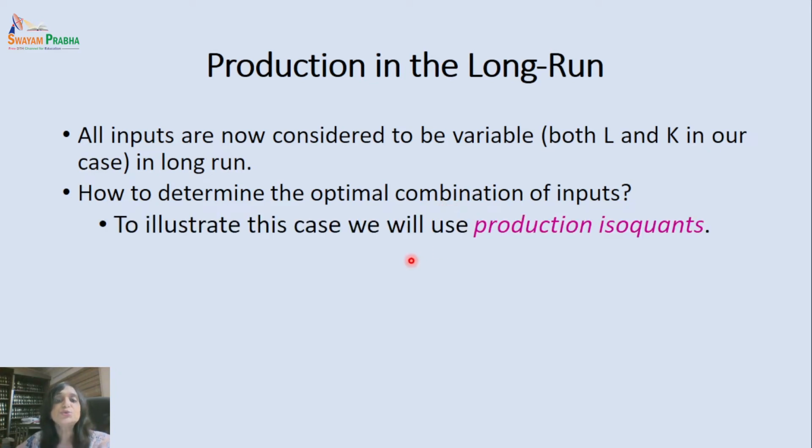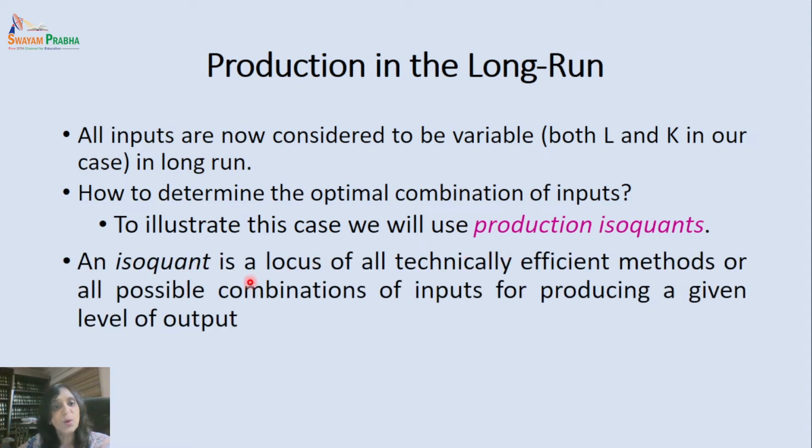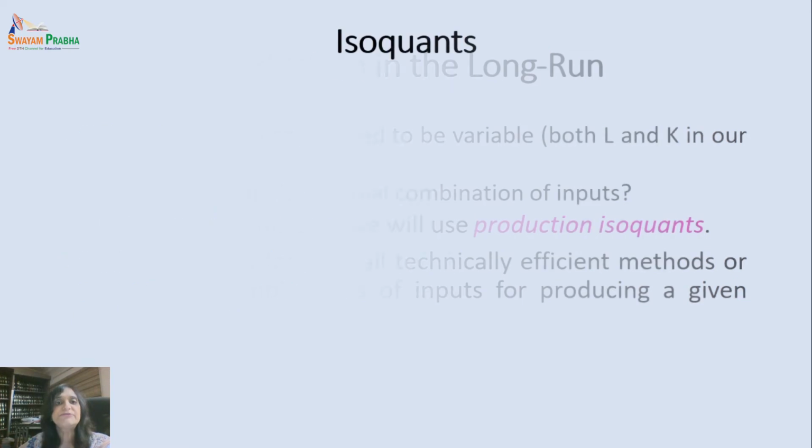For that, we use what we call production isoquants. What is an isoquant? Isoquant is basically a locus of all the technically efficient methods or all possible combinations of inputs for producing a given level of output. That is, when we get various combinations of labor and capital which can be utilized to give the similar level of output, when we join these combinations, the curve which we get is called an isoquant. Let us see it further.